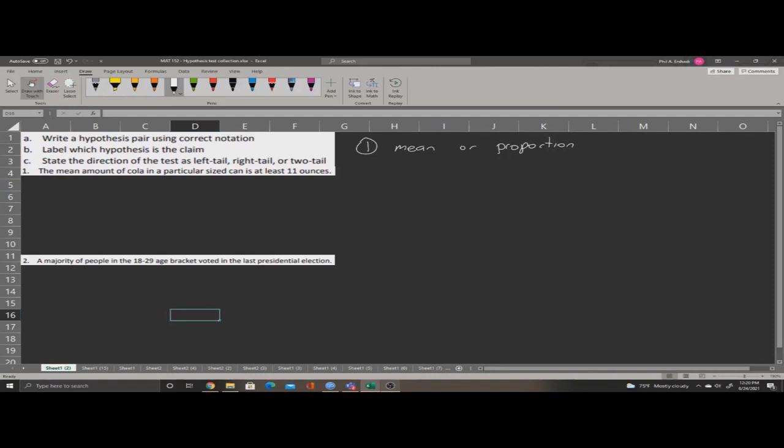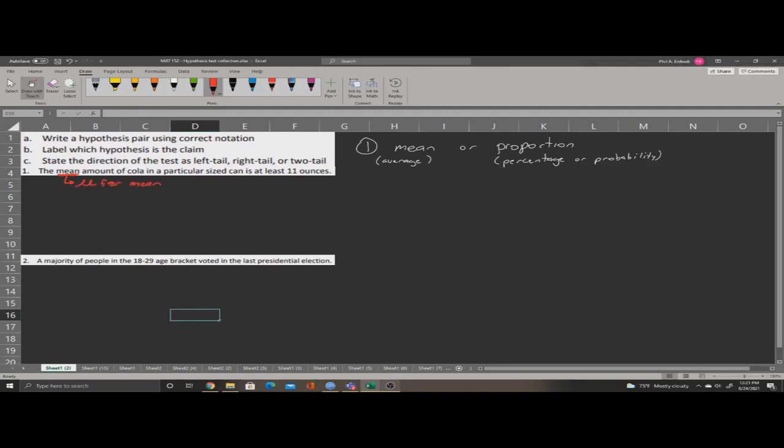Now, any questions about the mean will usually state the word mean directly, or perhaps we'll talk about the average. The proportions will either be a percentage or may have certain words that represent percentages. You may also see probabilities. So in question 1, we see the word mean stated directly. This tells us that this question is about the mean, and so we would use the symbol mu for mean.